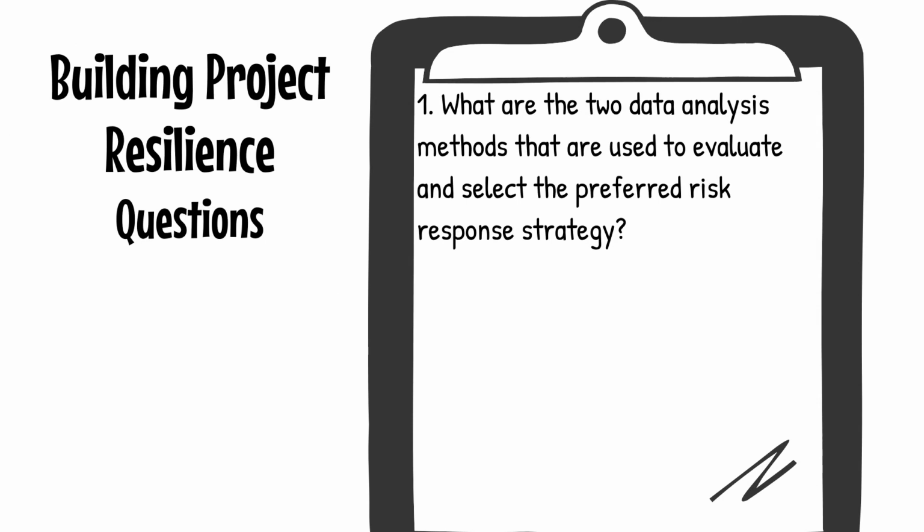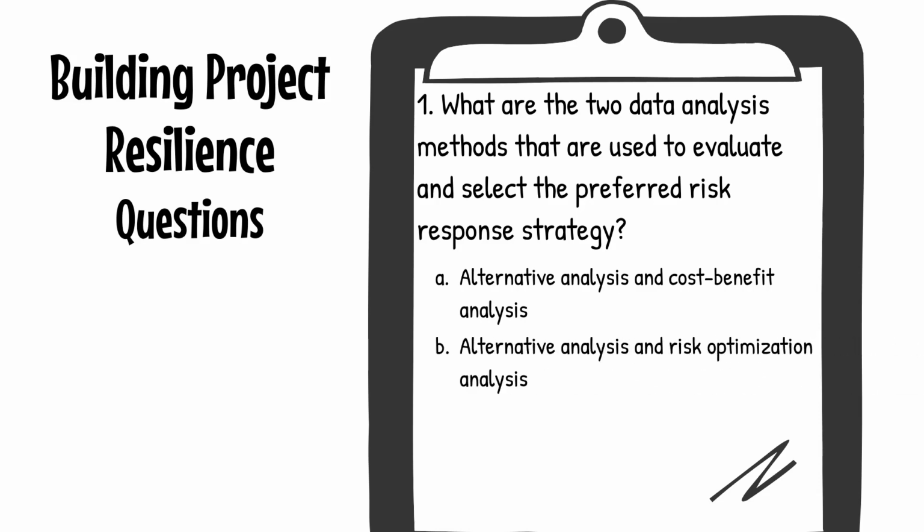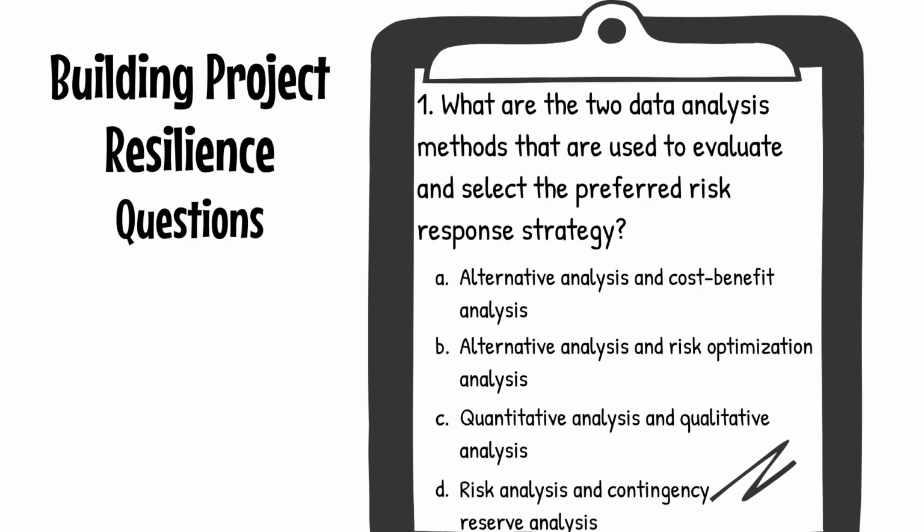Building Project Resilience questions. Question 1. What are the 2 data analysis methods that are used to evaluate and select the preferred risk response strategy? A. Alternative analysis and cost-benefit analysis. B. Alternative analysis and risk optimization analysis. C. Quantitative analysis and qualitative analysis. Or D. Risk analysis and contingency reserve analysis.